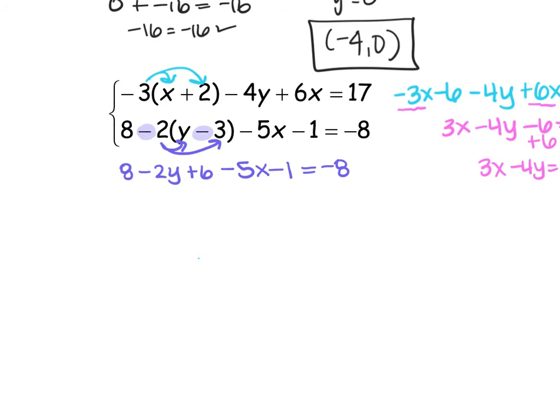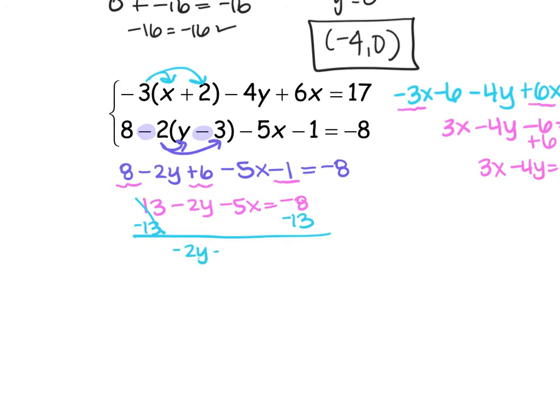Doing some combining of like terms, 8 plus 6 minus 1, I believe that's 13. Minus 2y minus 5x is equal to negative 8. I will now subtract 13 from both sides to get that to cancel on the left. Negative 2y minus 5x is equal to negative 21. All right, so now I have two equations that are much cleaner to solve.